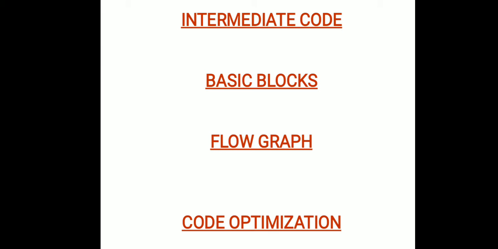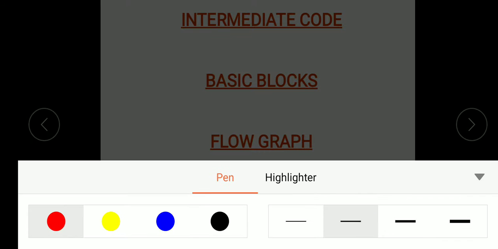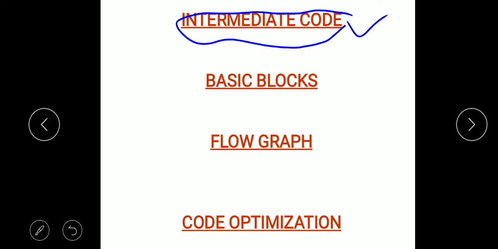Okay, you can see here, in order to construct flow graph you need to follow these steps. Number one, in intermediate code generation, intermediate code is generated by compiler. Then, using this intermediate code basic blocks are constructed. We have already seen how to construct basic blocks in our previous video. You can refer to that video. Okay, so from intermediate code basic blocks are constructed.